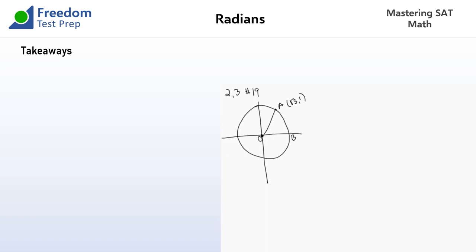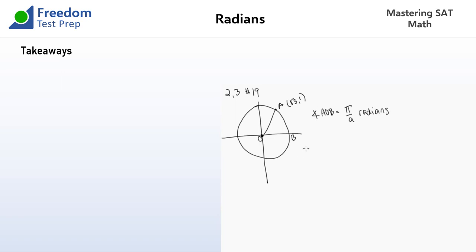So we're going to go to test 2, section 3, number 19, and I've drawn out the picture already for you, and we'll read. It says, in the XY plane above, O is the center of the circle, and the measure of AOB is pi over A radians. What is the value of A? So we've got angle AOB, and that's pi over A radians.